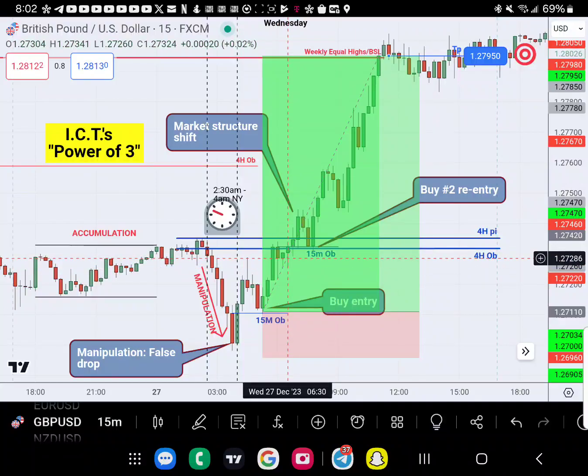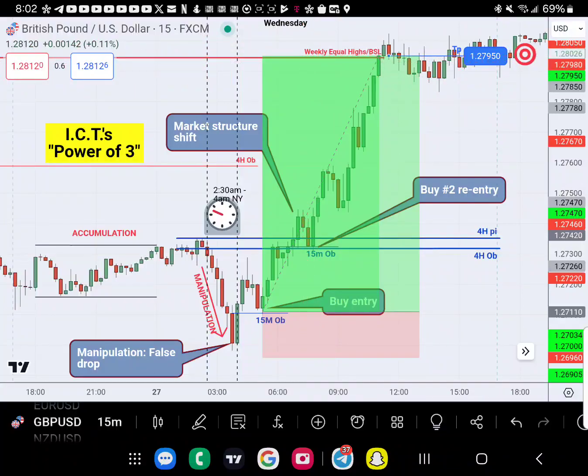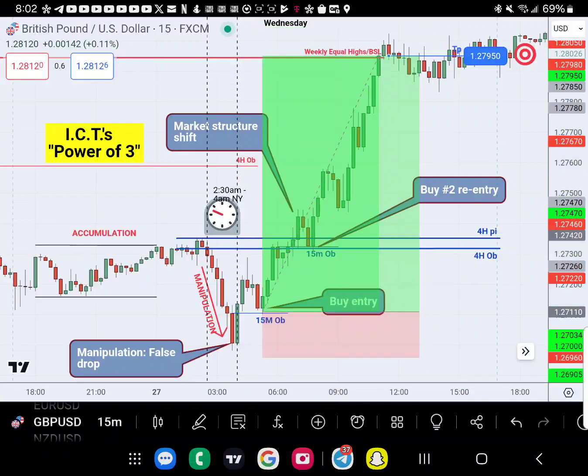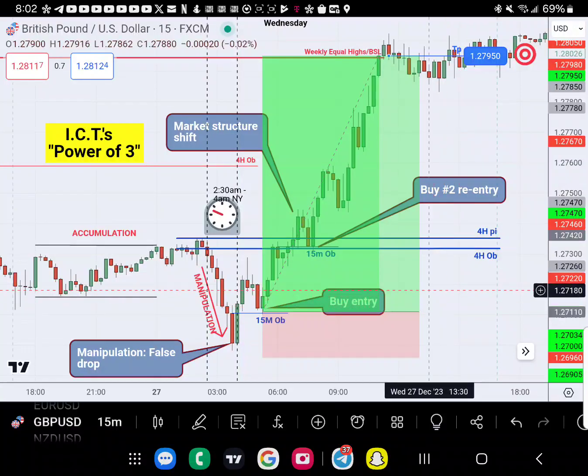In this trade setup, we're aiming for the weekly equal highs above, which is buy side liquidity. This trade example would have been a 15 pip risk for an 84 pip win, a 5.6 risk reward ratio, which is extremely good. So we have two phases in play already. The third phase is distribution, which is the correct move for the day. And as you can see, distribution is bullish.